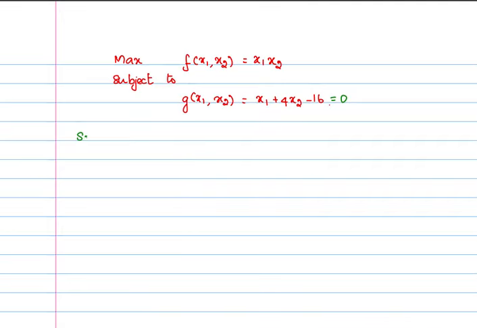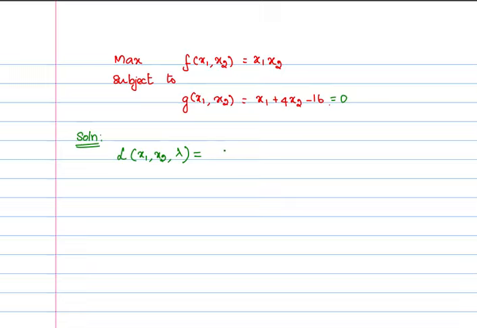So first step, I want to write the Lagrangian. The Lagrangian we usually denote as L of x1 comma x2 comma lambda 1, lambda 2. The lambdas depend on how many constraints there are. Here there is exactly one constraint, so I simply stick with lambda. If there were two constraints, I would have to introduce lambda 1 and lambda 2.